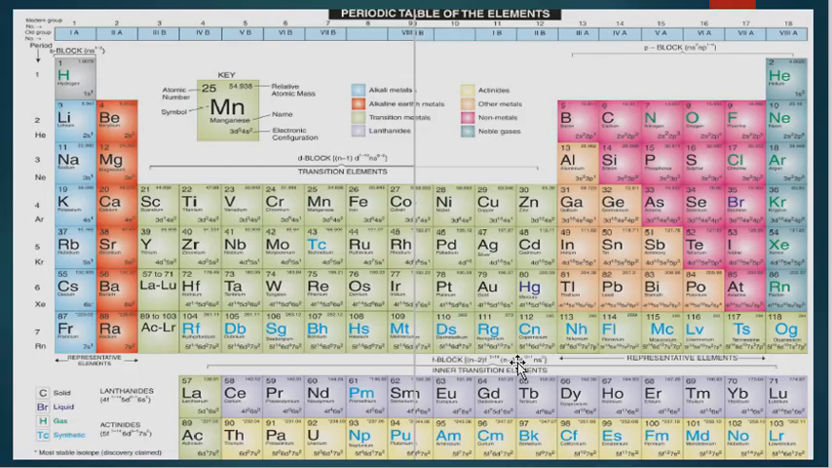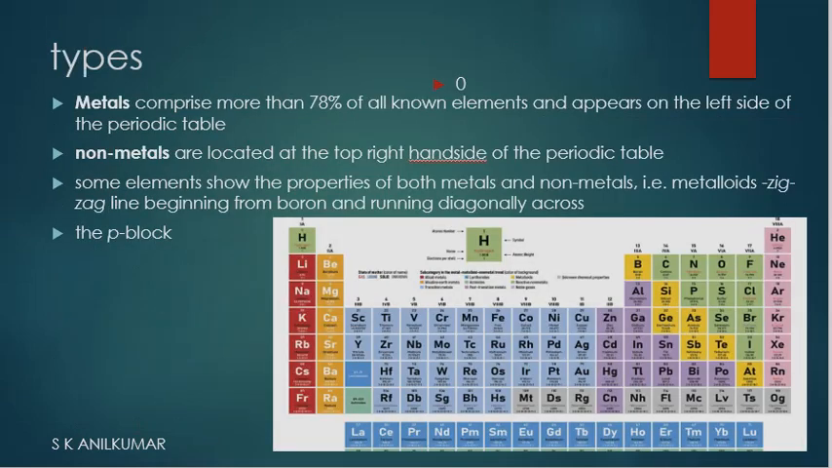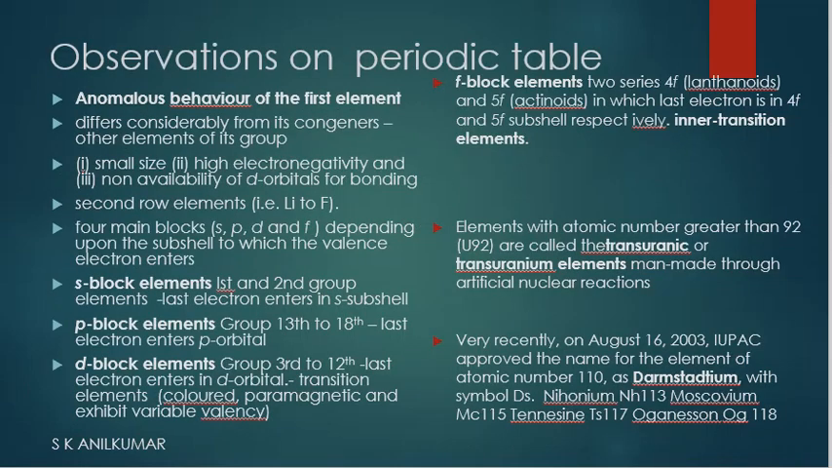Is this the last element? No. After that we have new elements: nihonium, moscovium, tennessine and oganesson. This means elements are now being named after places like Moscow, Tennessee, and so on, not just picking up the old Greek or Latin names. These are the observations on the periodic table.